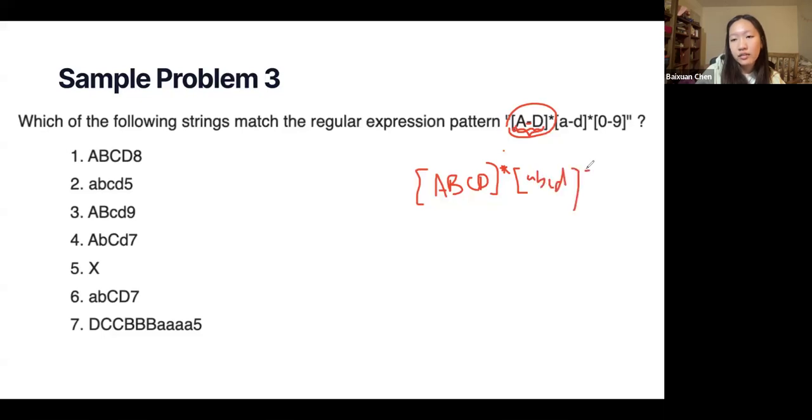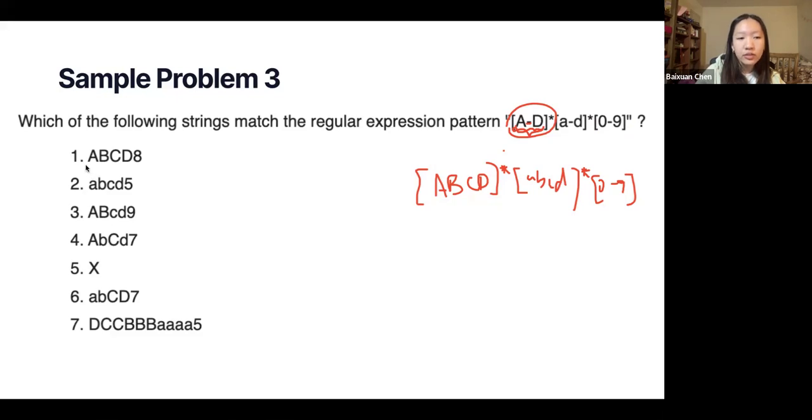And then there must be only one digit, 0 through 9. Like 0, 1, 2, 3, 4, 5, 6, 7, 8, 9 all can work. But there can only be one and only one because there's no asterisk at the end. So let's check which of the following strings are accepted.